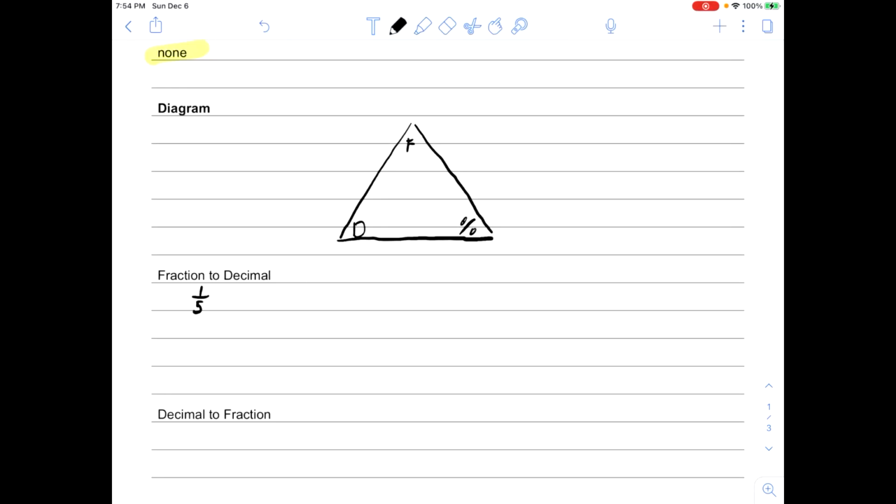If I want to turn a fraction into a decimal, all I have to do is divide. So my rule is just to divide. The numerator divided by the denominator. That's the top divided by the bottom. Remember that a fraction bar can also mean divide. So in this case, 1/5 would just be 1 divided by 5. If I do that on my calculator, I get 0.2.